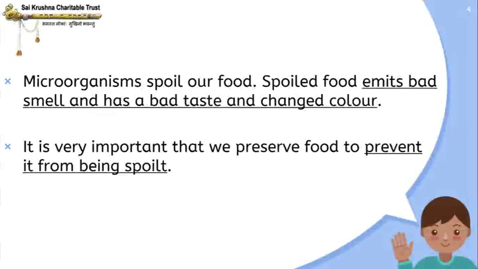Microorganisms spoil our food. Spoiled food emits bad smell and has a bad taste and changed color. How do we know that a food item is spoiled? We will know that microorganisms have spoiled our food if the food has a bad smell, a bad taste, or changed color. All these indicate that the food is spoiled and it should not be consumed. It is very important that we preserve food to prevent it from being spoiled.